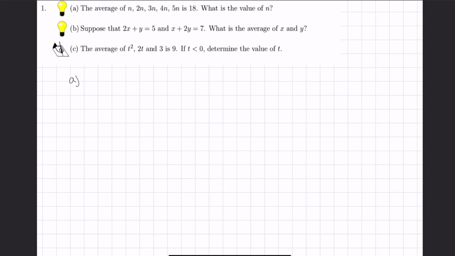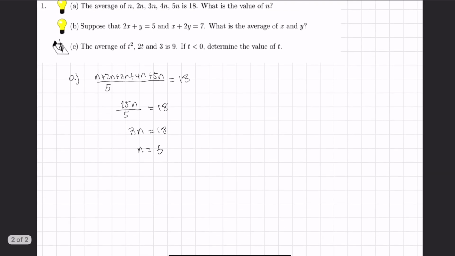the average of these five terms is 18, we could write (n plus 2n plus 3n plus 4n plus 5n) over 5 equals 18. To calculate this, we would first simplify the equation to 15n over 5, which equals 18, and this is 3n equals 18. If you divide both sides by 3, you get n equals 6.